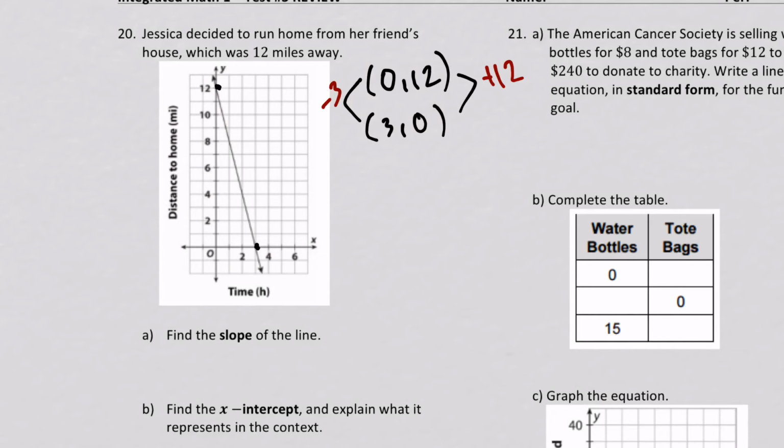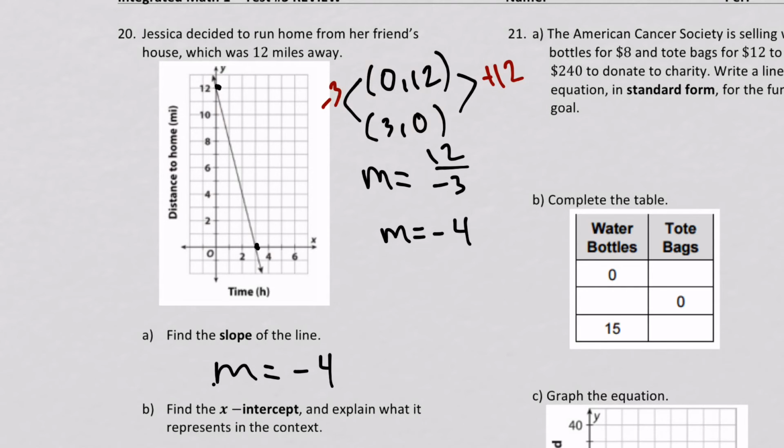Your rate of change is the slope, which is change in y, which is 12, over change in x, which is negative 3. So you're going to write 12 over negative 3. Simplify it, and so your slope is negative 4. There's the answer to part A.